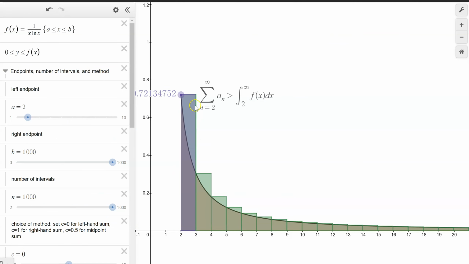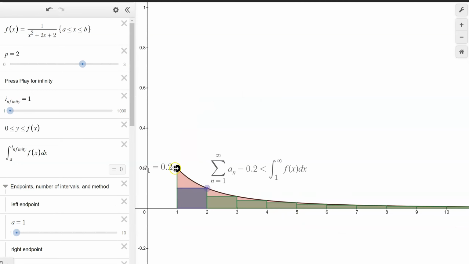So as you can see here, there's our series, right? And then the integral itself. And so this integral here, which is 1 over x ln of x, is diverging. So if that's diverging, then of course anything bigger than it's diverging. And then for the other one, the first one, you can see that our integral is converging. So anything below it is also going to converge.